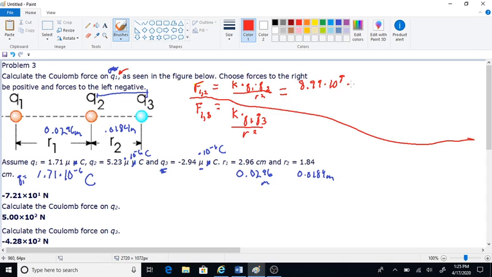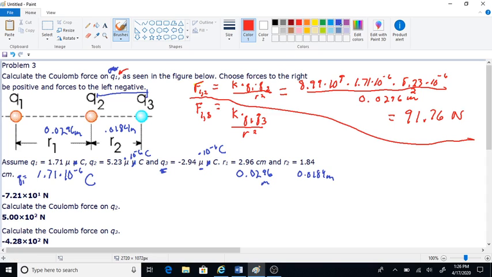We're good. Times 1.71 times 10 to the negative 6 times 5.23 times 10 to the minus 6, all over 0.0296 meters squared. And when we do this, I get 91.76 newtons. There we go. That's the F1 on 2. You've got to find now F1 and 3.